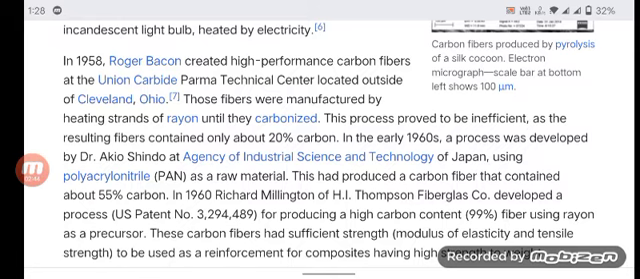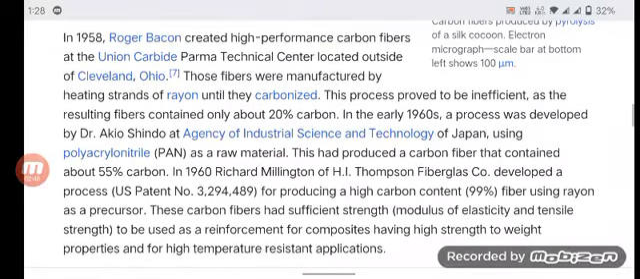In the early 1960s, a process was developed by Dr. Akio Shindo at the Agency of Industrial Science and Technology of Japan, using polyacrylonitrile as the raw material. This produced a carbon fiber.